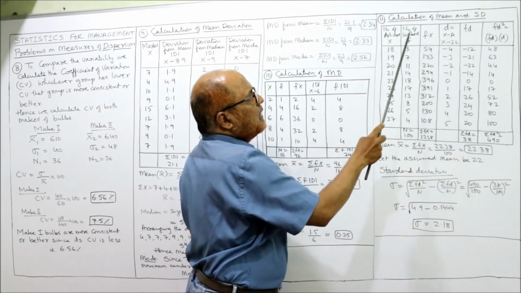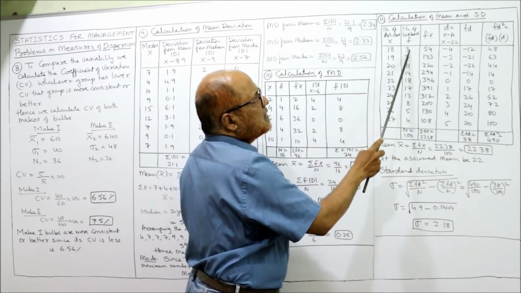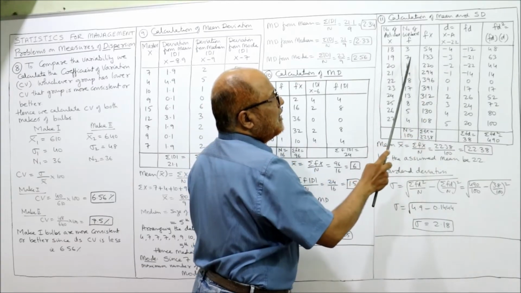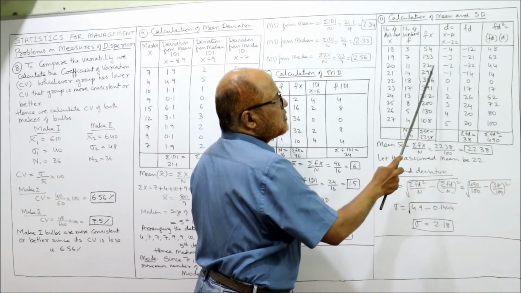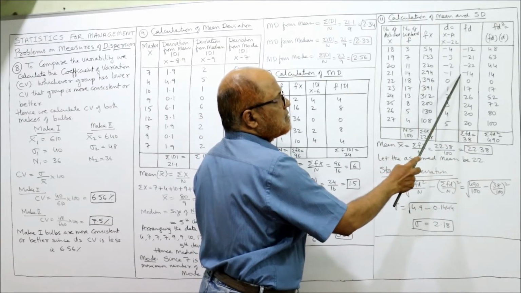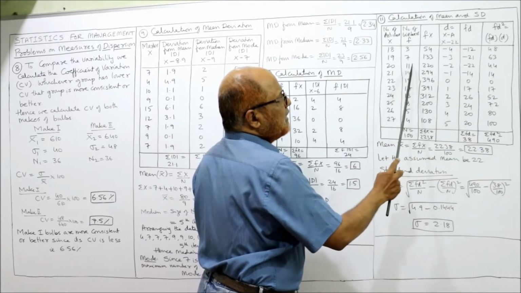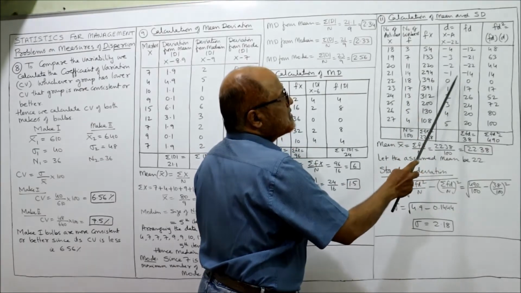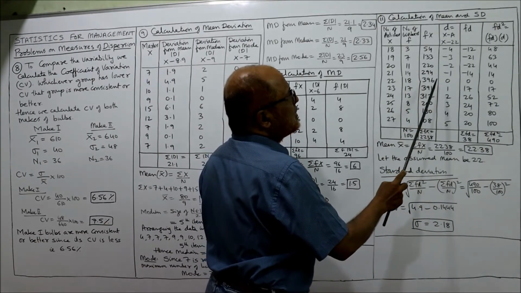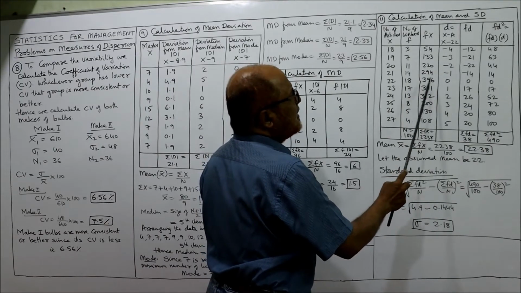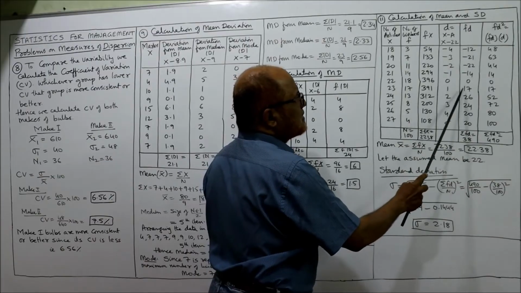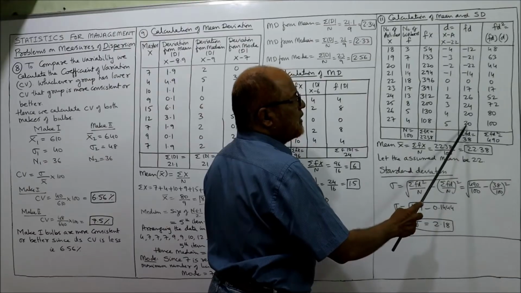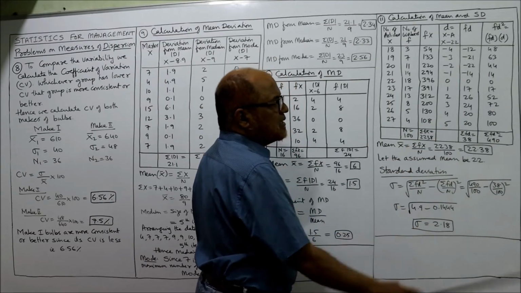Now multiply f into d. This frequency into d. 3 into 4, 12. Plus into minus will become minus. Here also plus into minus, minus. So 14 1s are 14, 11 2s are 22, 7 3s are 21, 3 4s are 12. Similarly 0, frequency into 0, 0. 17 into 1, 17. 13 2s are 26, 8 3s are 24, 5 4s are 20, 4 5s are 20. Take the total fd, 38.